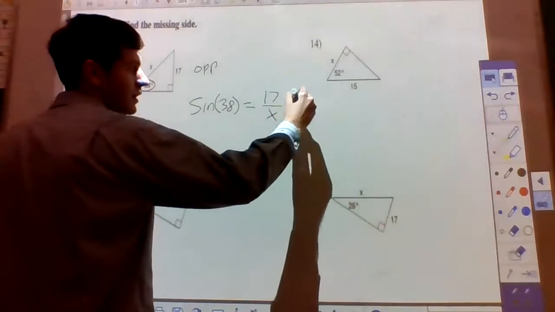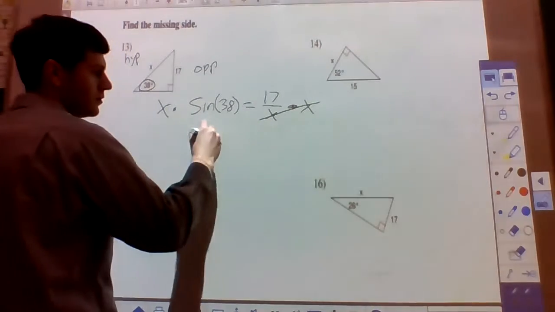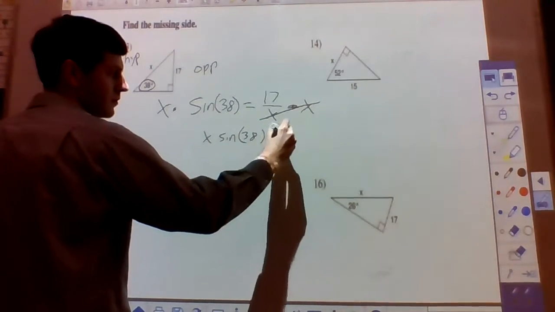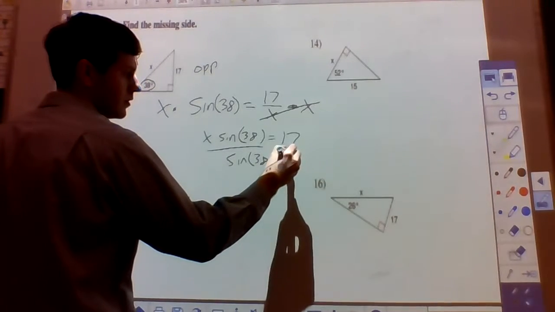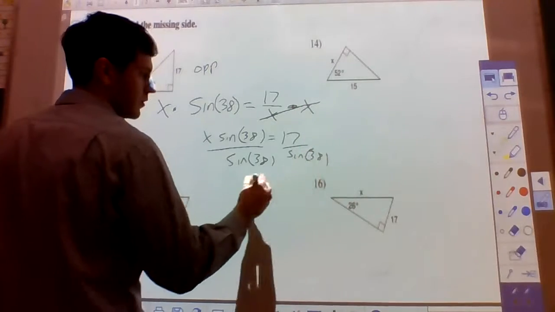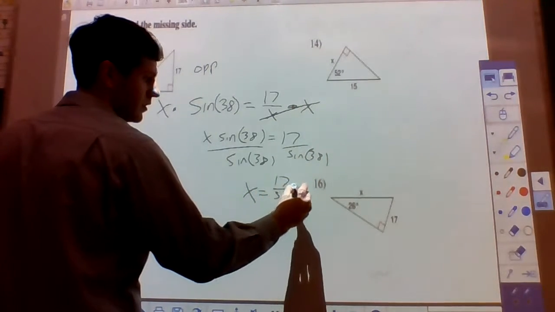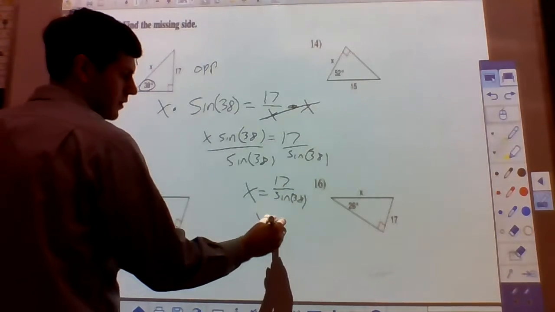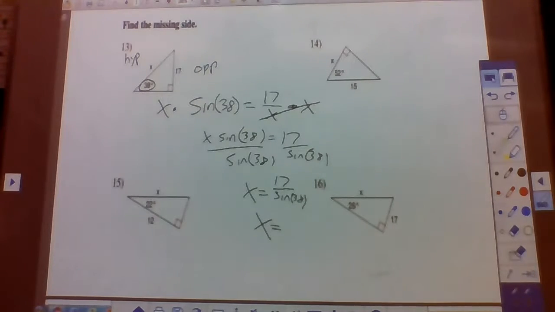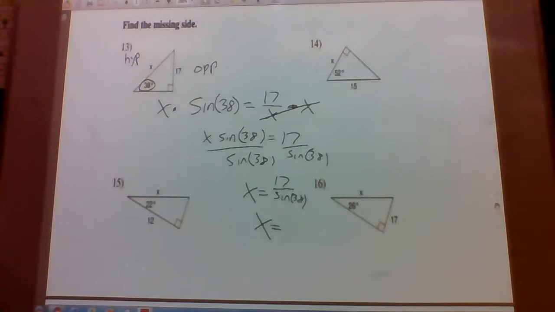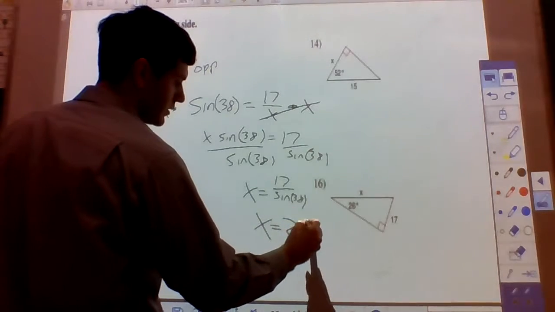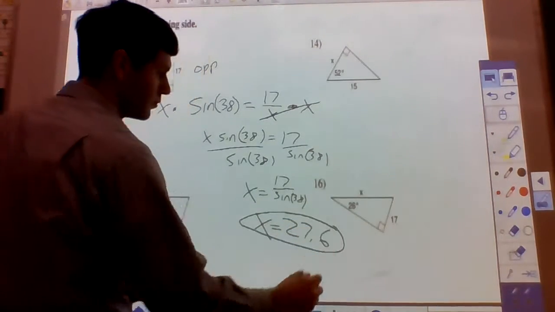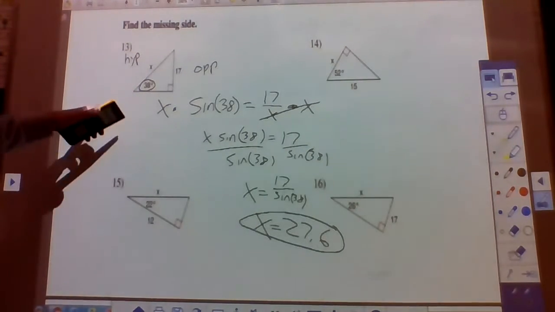Then we've got to solve for x. Multiply both sides by x. These x's cancel out. Then we can divide both sides by sine of 38. Then we get x equals 17 divided by sine 38, which gives us, I don't remember. Let me pull the calculator out. So 17 divided by sine 38 gives us 27.6. I'm just going to round to the nearest tenth place. So 27.6.